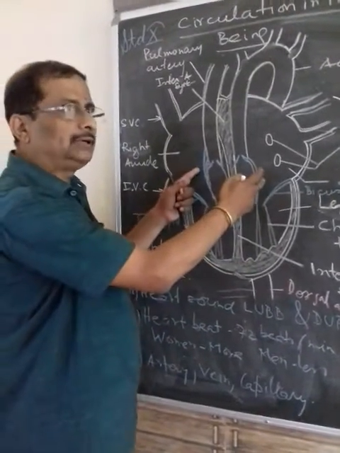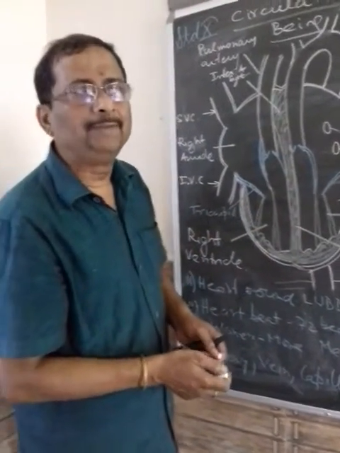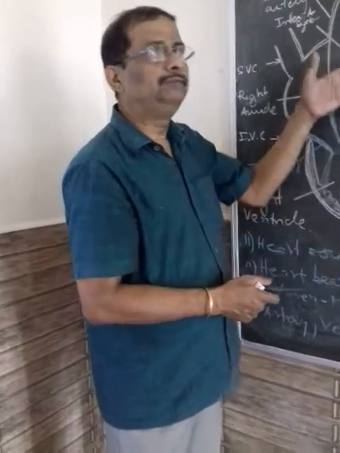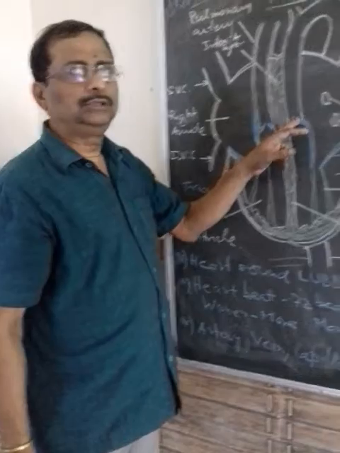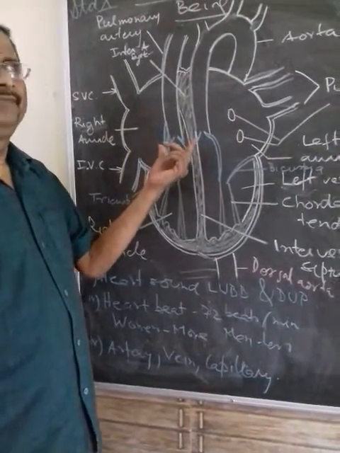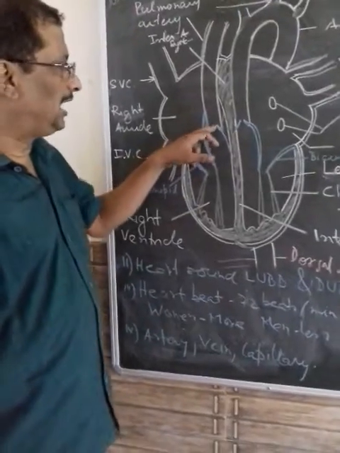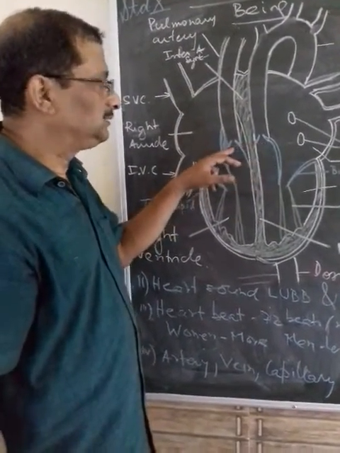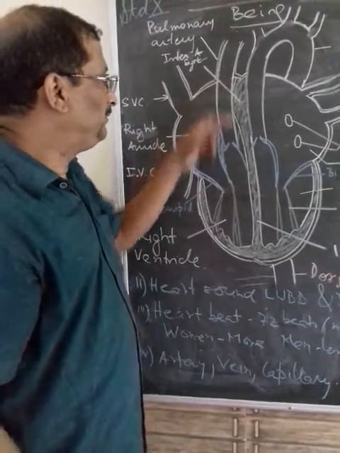So if it flows backward, then it will cause some damage, and it usually occurs. People with a problem of a defective valve can have this type of backflow of the blood. The mouth of the aorta and the mouth of the pulmonary arteries are guarded by a type of semilunar, half-moon shaped valve. These are called the aortic semilunar valve, and this is called the pulmonary semilunar valve. So they also prevent the backflow.